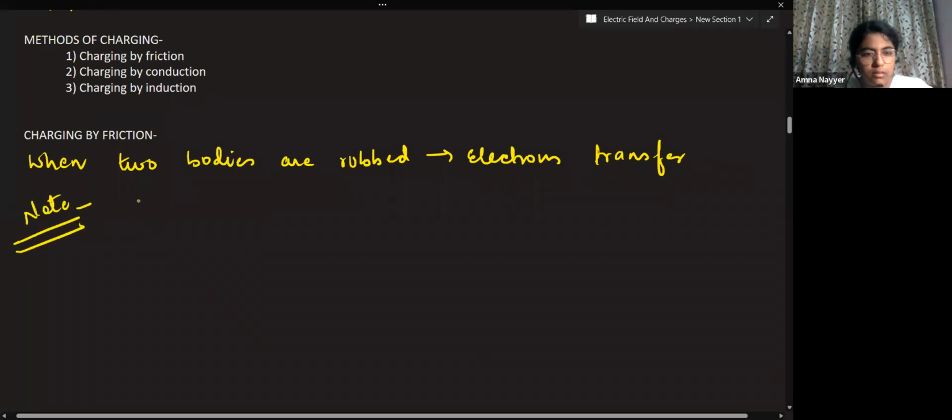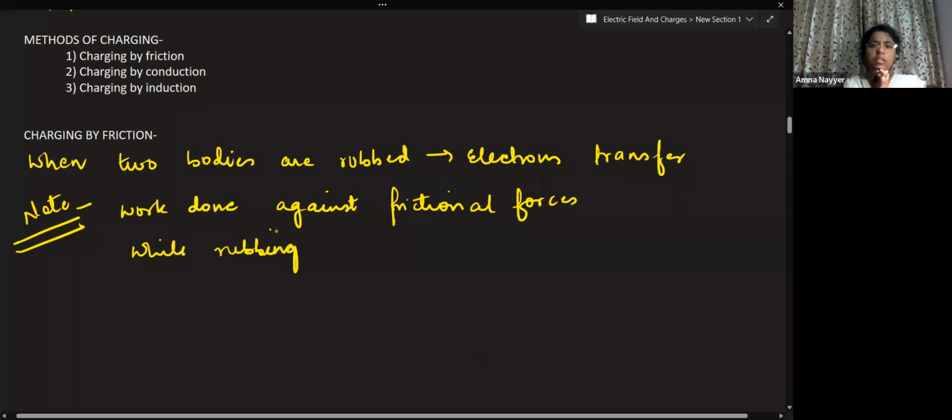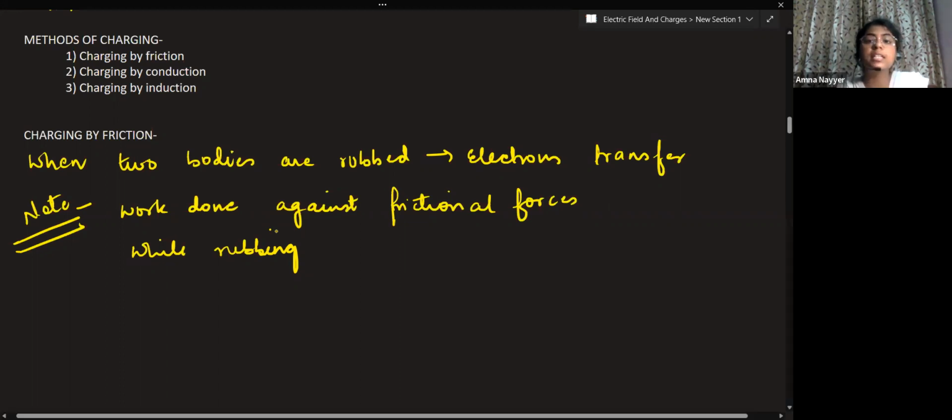If I make it a note point once: work is done against frictional forces. Now see, while rubbing, even if you just rub your hands together, after some time you'll feel heat, because this energy is lost in the form of heat. That's why we say frictional force is a dissipative force.